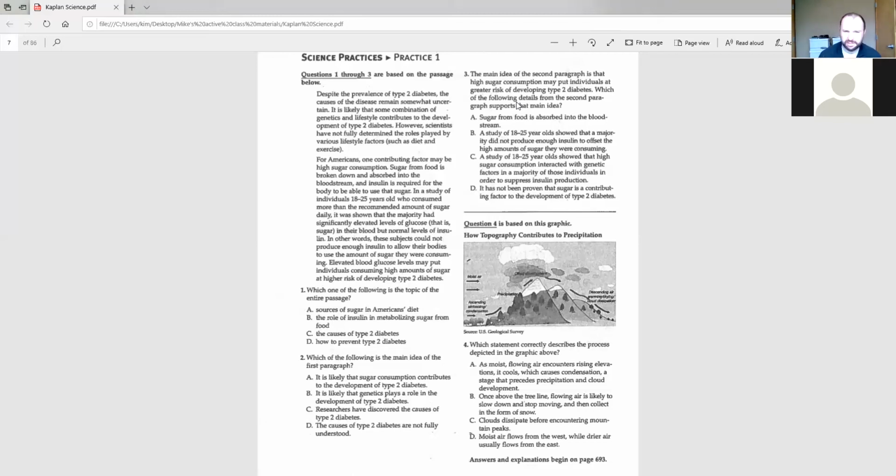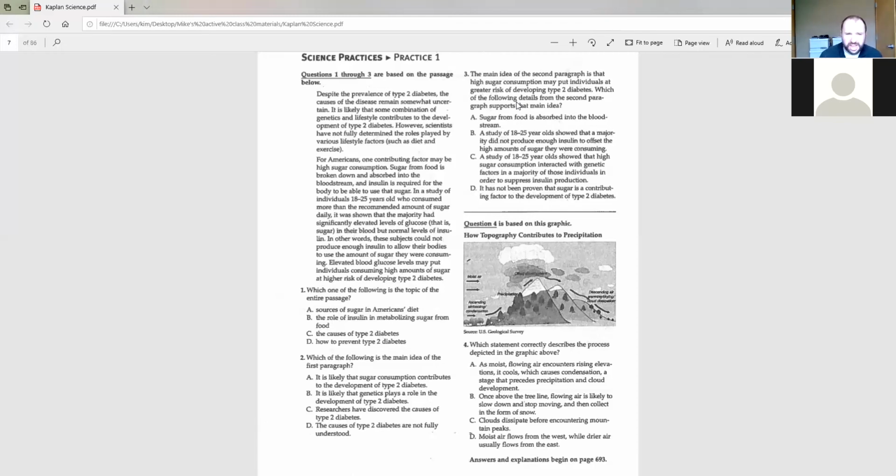So, like I always say with science or social studies, you don't need to have a background knowledge on much of this stuff. Right? You don't need to know what diabetes is. You need to be able to read the paragraph and answer the question. Keep it as simple as possible.